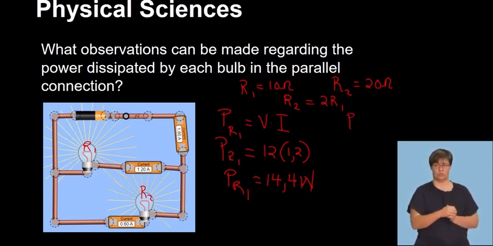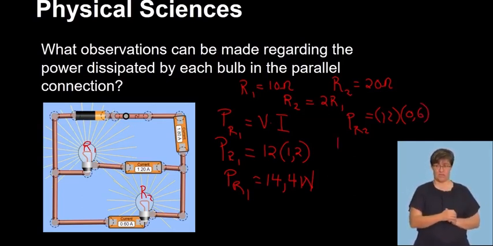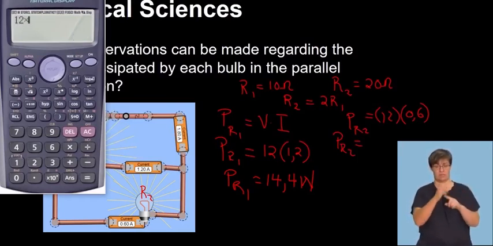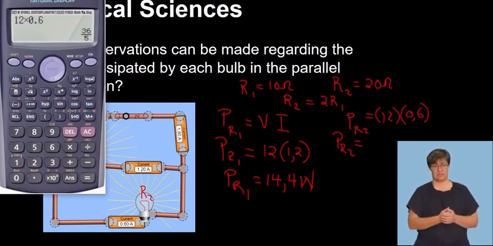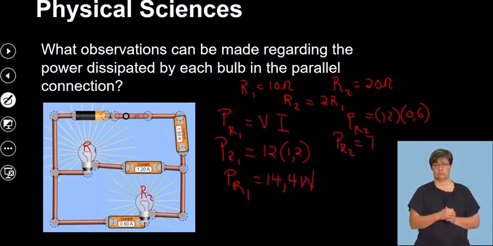So P for R2 is equal to the voltage, which is constant, 12, multiplied by the current, which is 0,6. You'd realize that the current that goes through R2 is actually half that of R1. So P for R2 is equal to, if we go to our calculator once more, 12 multiplied by 0,6. That gives us a power of 7,2. This gives us 7,2 watts.